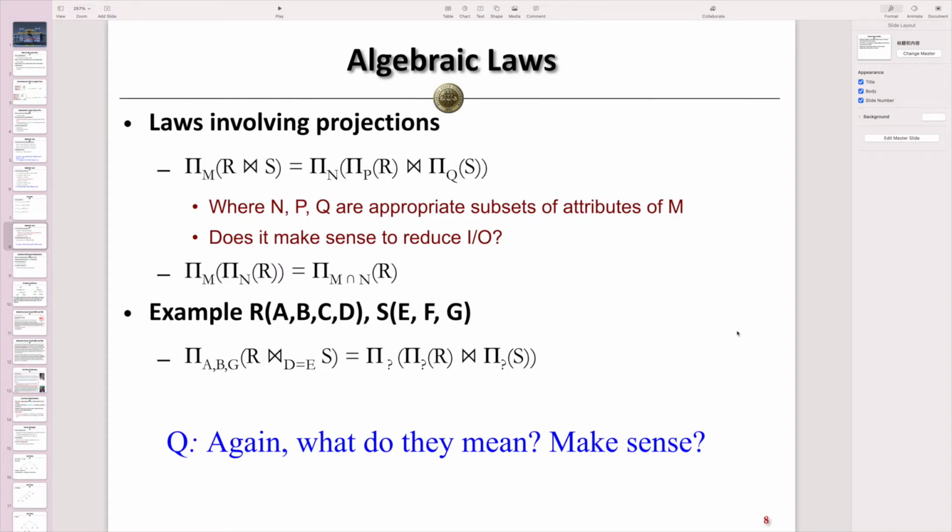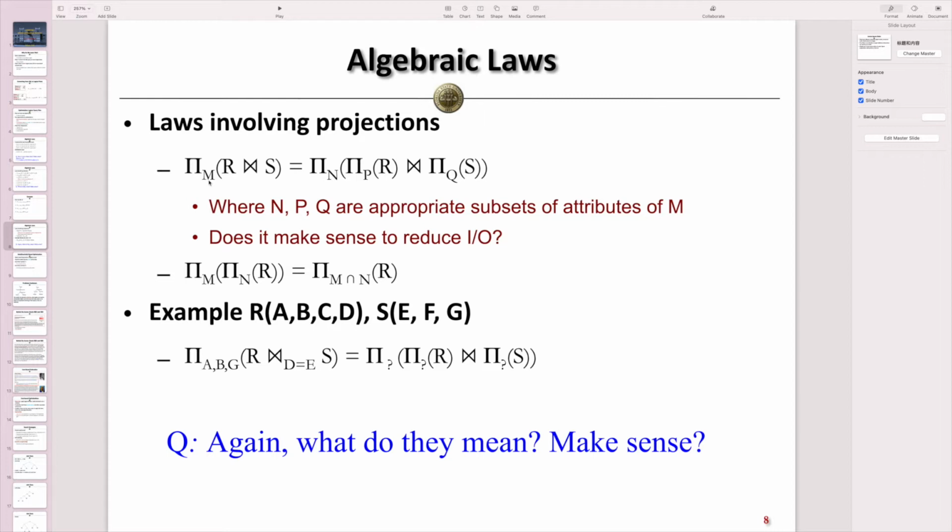So in the previous class, we showed you some examples of the logical laws we can use to simplify or optimize the query logical plans. On this page, we will further show you some other laws for optimizing queries involving projections. Let's assume we have two relations R and S, and we want to project some attributes denoted by the set M. This M denotes the set of attributes we want to project, right?